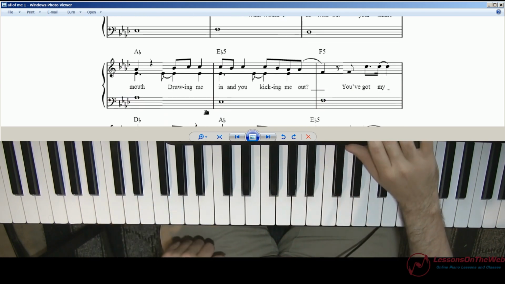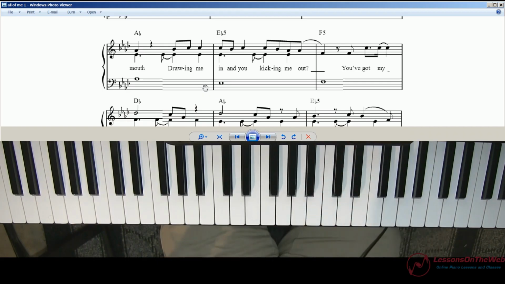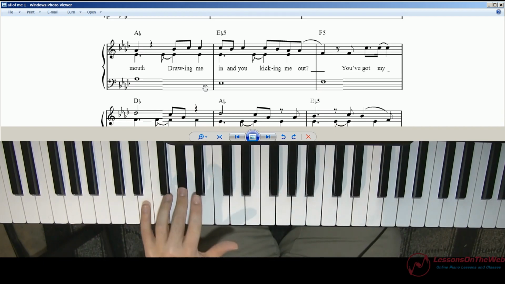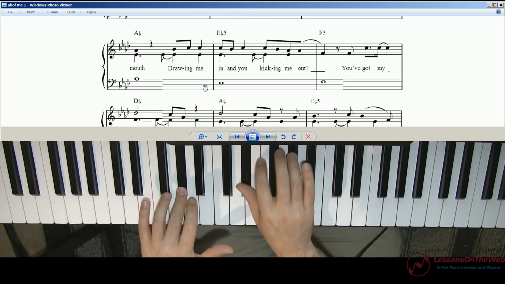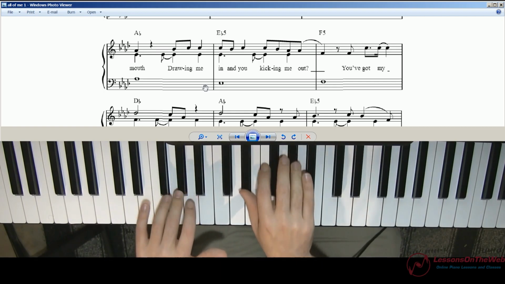Now onto the next line where we have "mouth." When the singer sings "mouth," you're going to hit A flat with your left hand and E flat and A flat with your right hand. So you're going to hit those all at the same time for "mouth."